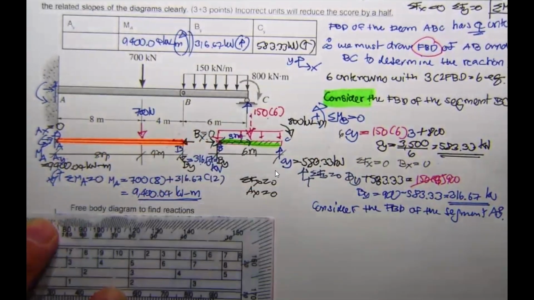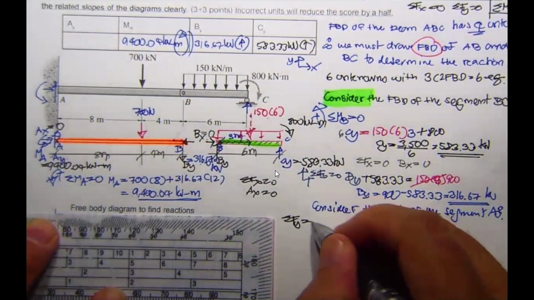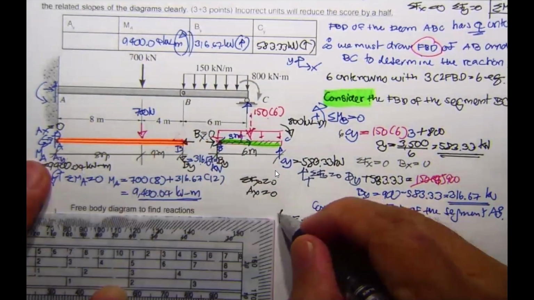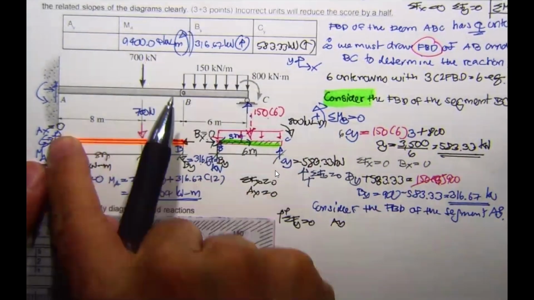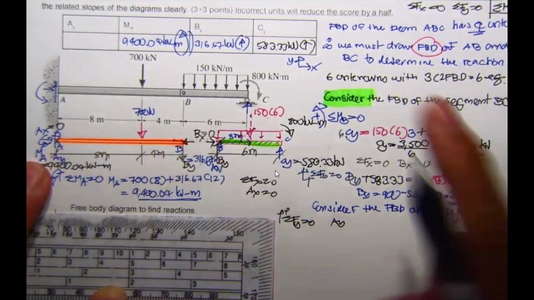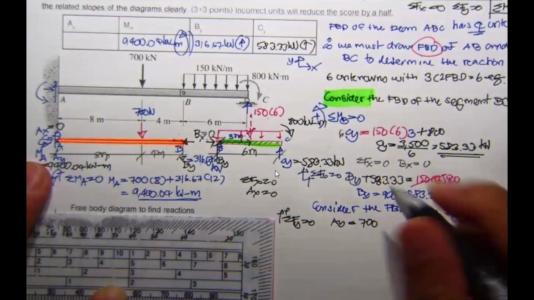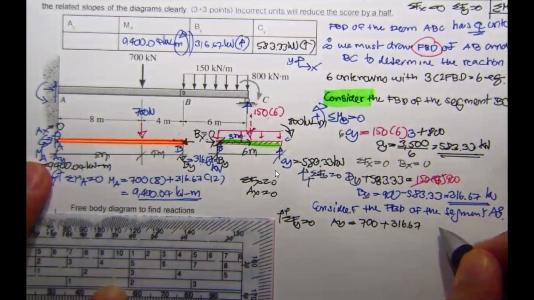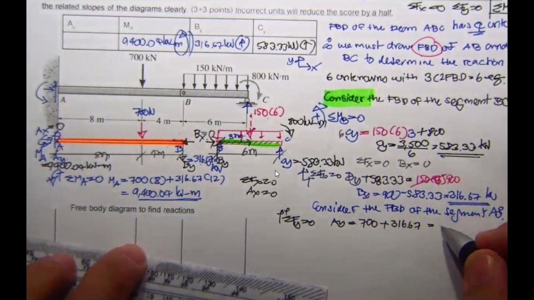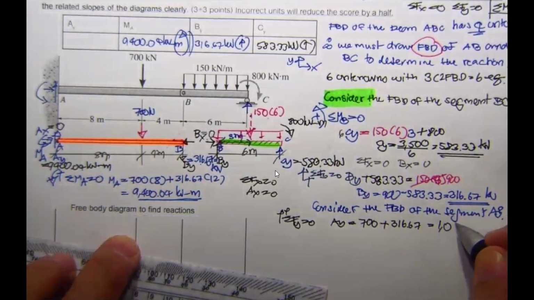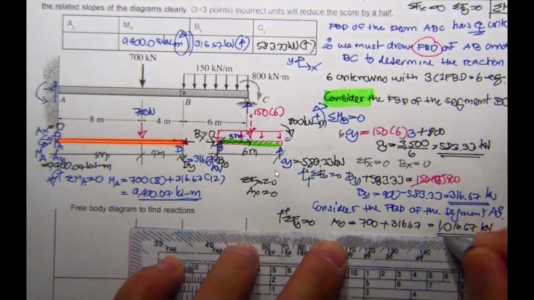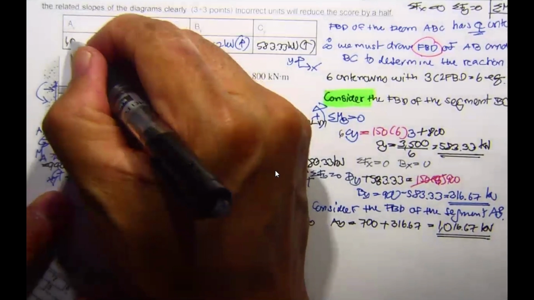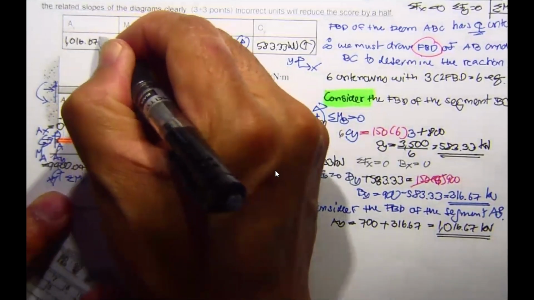Now we have one more left, summation of F sub y equal to 0. Upward is positive, A sub y upward. This one downward equals 700, and this one downward 316.67. So A sub y is going to be 1,016.67 kilonewton. Double line. Okay, so we have A sub y equal to 1,016.67 kilonewton, and it is upward.